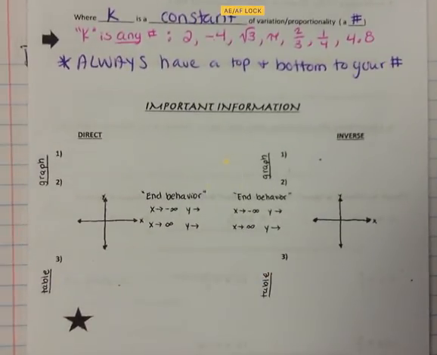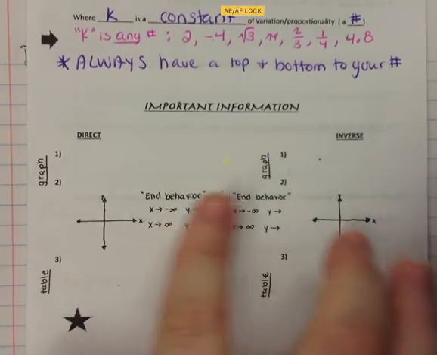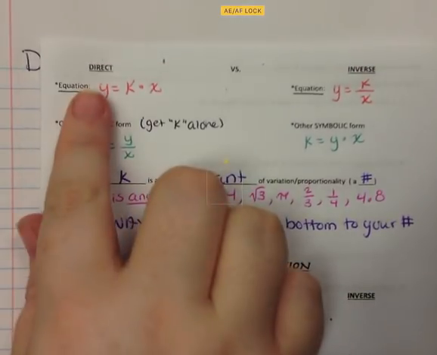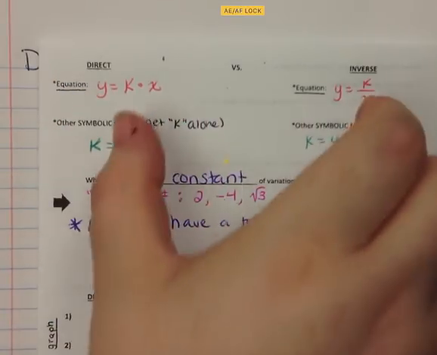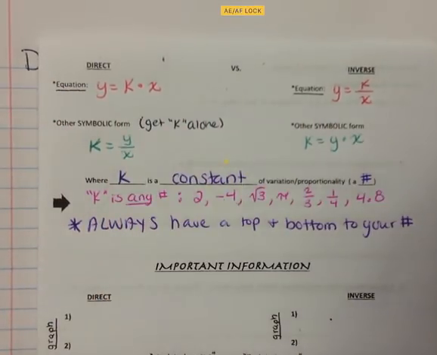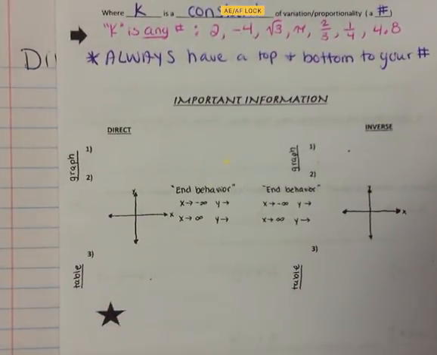So some important information about direct and inverse. We're not going to do any math yet. This is just understanding the information about it. So we have the equation for direct and inverse. If we're looking at the equation, we can tell the difference between them. But we also need to be able to tell the difference graphically and by looking at a table of values.